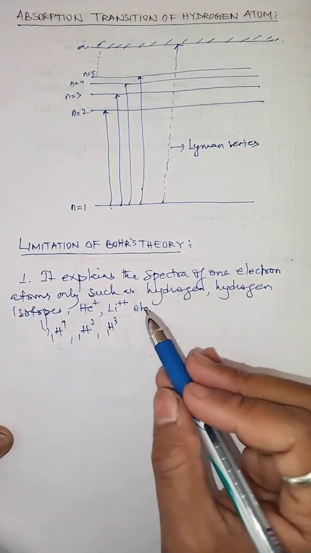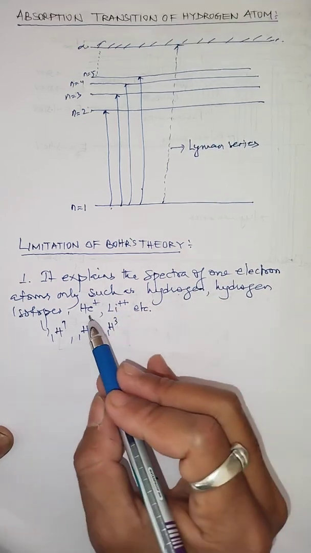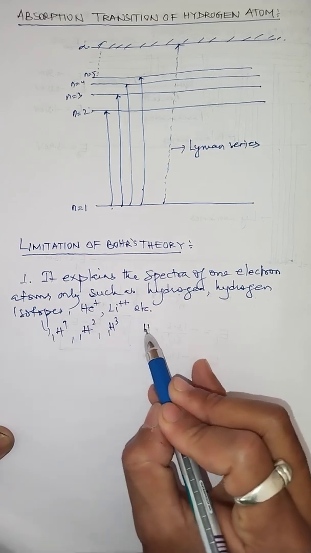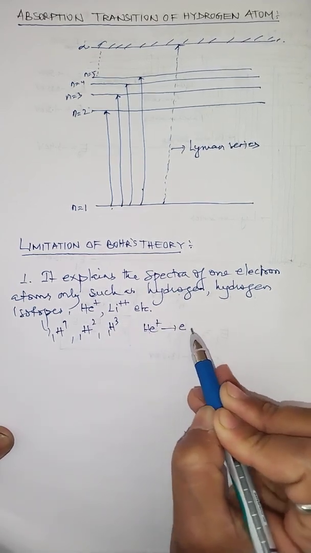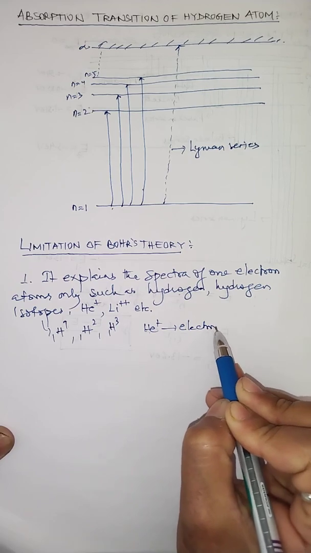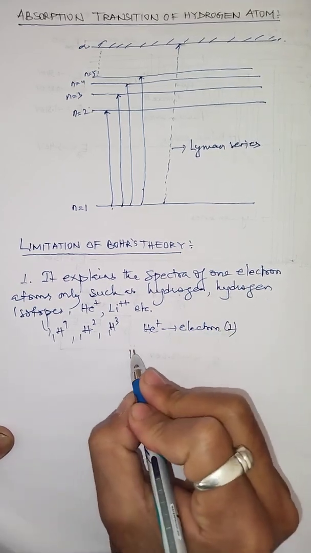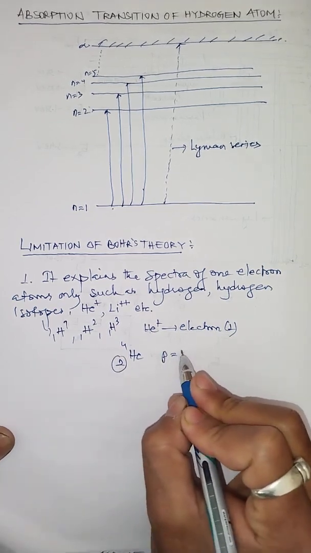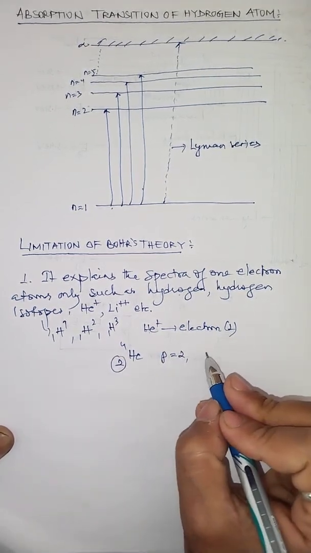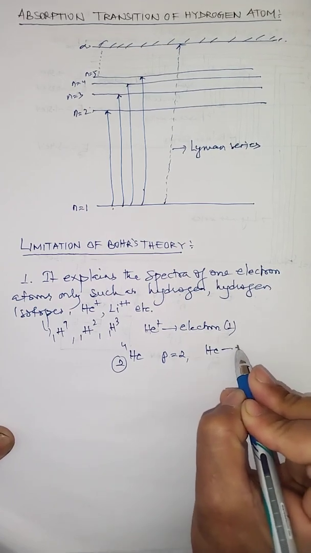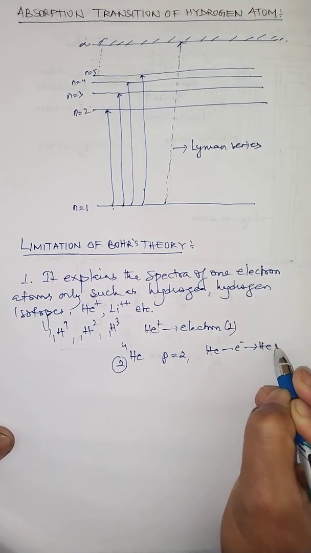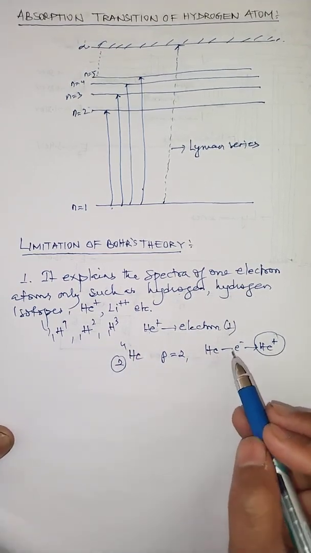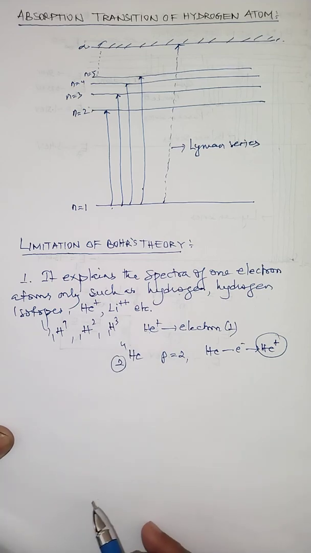Similarly, it also explains the spectra of ionized helium, He plus. Now He plus means how many electrons are present? Only one electron. Because helium we write as 2, 4, and 2 is the number of protons. If helium loses one electron, then it becomes He plus, with only one electron present. That is called the ionized form of the helium atom. Similarly for lithium, the ionized form of the lithium atom.